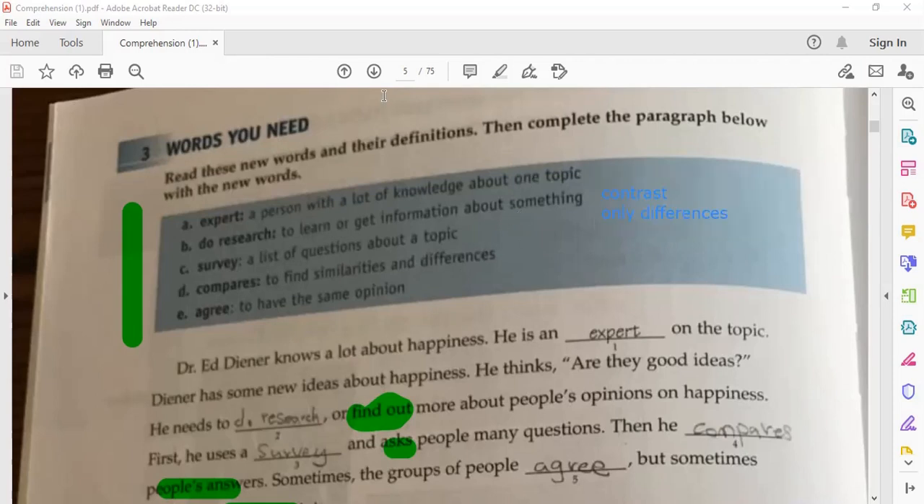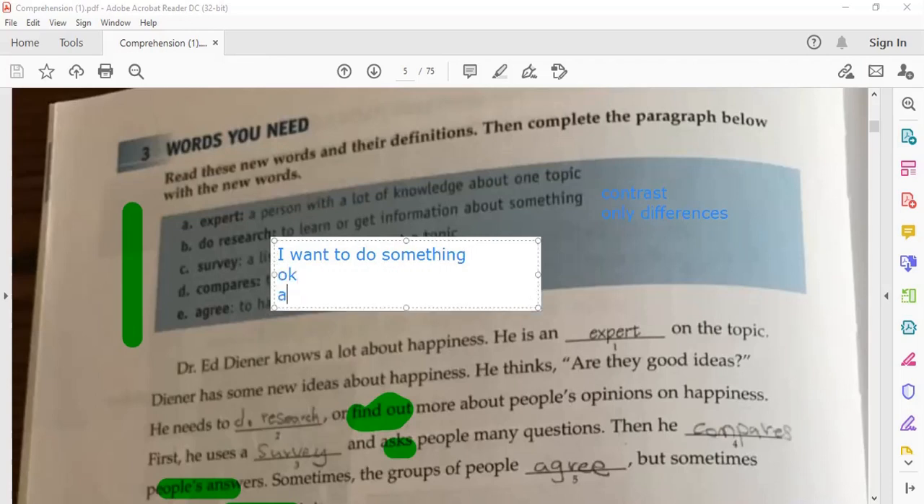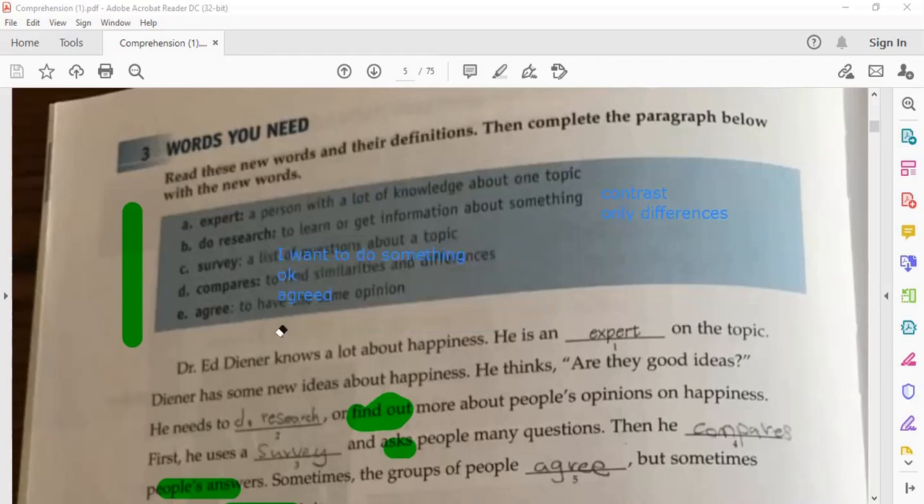Okay, let's move on. The last thing here, agree, which is to have the same opinion, which means, for example, I want to go or to do something. He said, okay, so he agreed. Or let's say they're discussing information about the earth. The earth is a circle. He said, I agree, which is the same opinion. نفس الرأي هم الزوز. تمام. Let's move on.